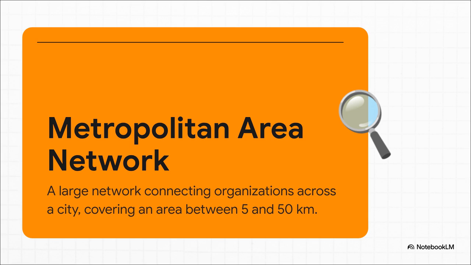And taking another step back, we get to the city level. A metropolitan area network, or MAN, is what connects different LANs all across a city. So think of it as linking the networks of, say, a big university campus, a hospital, and the local government offices, creating this high-speed web across an entire urban area.